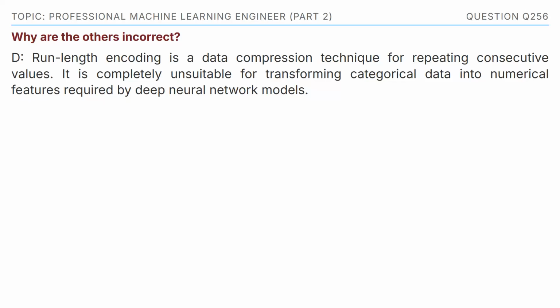Why are the others incorrect? D. Run-length encoding is a data compression technique for repeating consecutive values. It is completely unsuitable for transforming categorical data into numerical features required by deep neural network models.